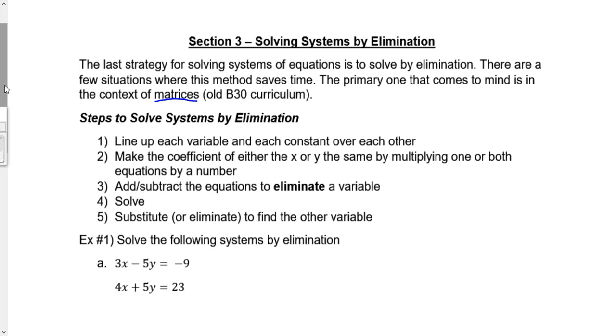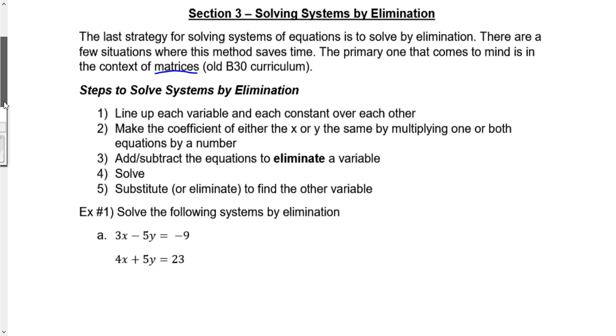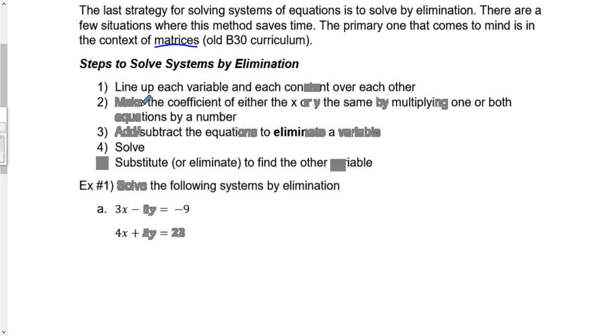So our steps for solving a system are like so. We line up each variable and each constant over each other. We make the coefficient of either the x or the y the same by multiplying one or both equations by a number. Then we add or subtract the equations to eliminate a variable, solve, and substitute or eliminate to find the other variable. So there's multiple ways of doing this.